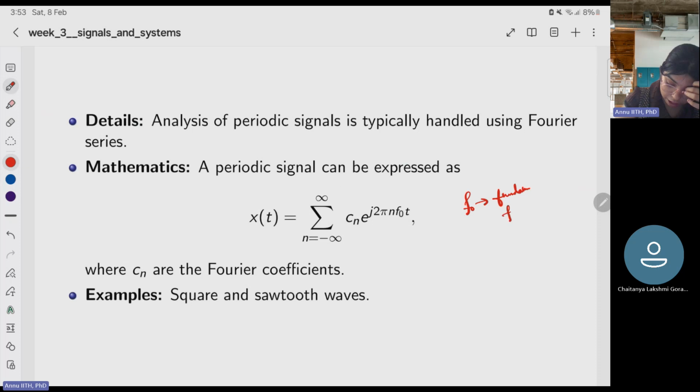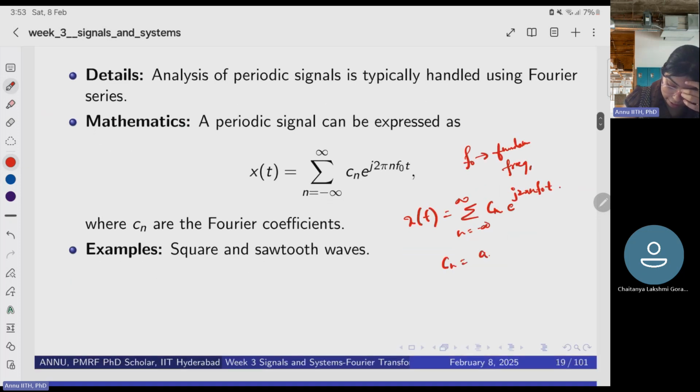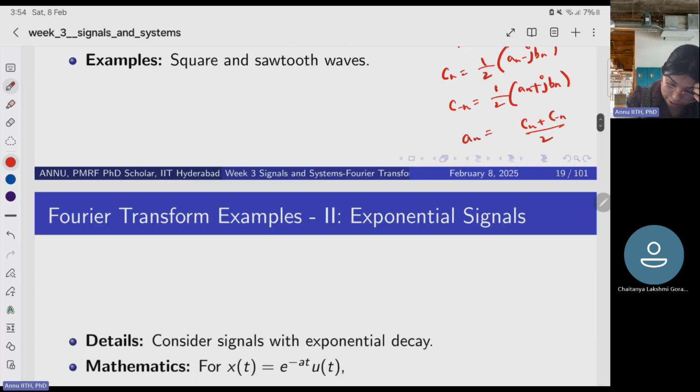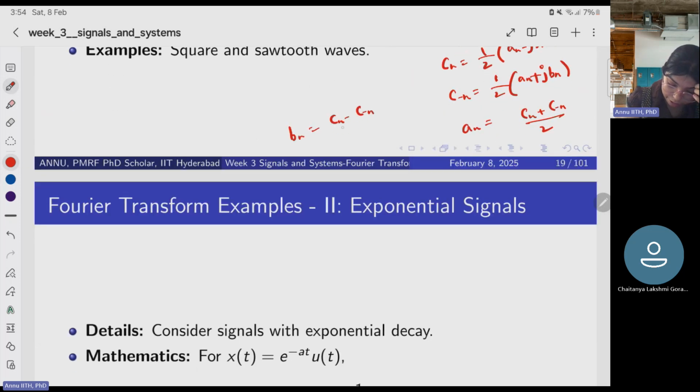Fundamental frequency. So x(t) in the Fourier series is nothing but the sum from minus infinity to infinity of Cn e^(j2πk f0 t), where k or n represents the harmonic. And Cn is nothing but 1/2 (an minus jbn), and C(minus n) is nothing but 1/2 (an plus jbn). And an is nothing but Cn plus C(minus n), whereas bn is nothing but Cn minus C(minus n), divided by j.